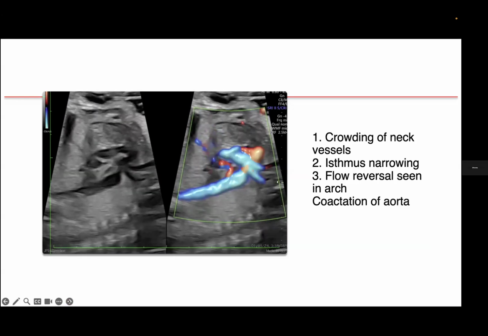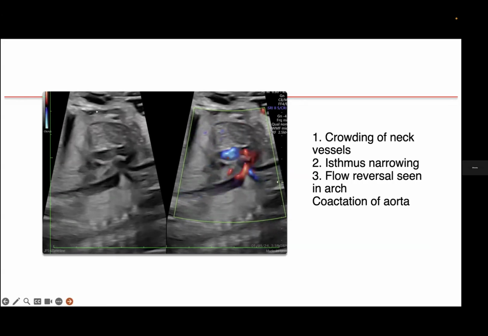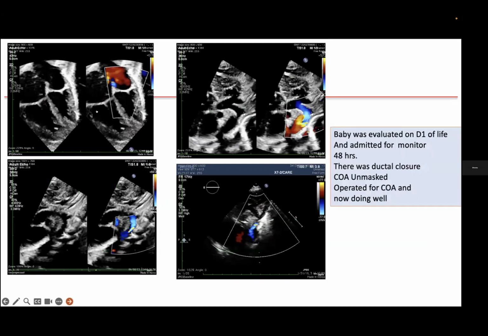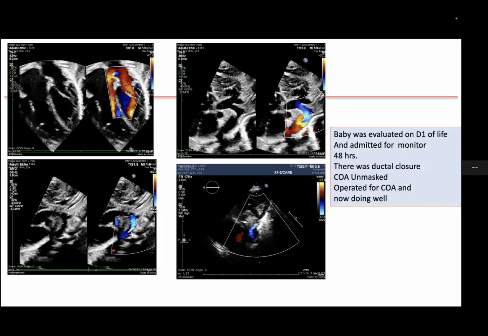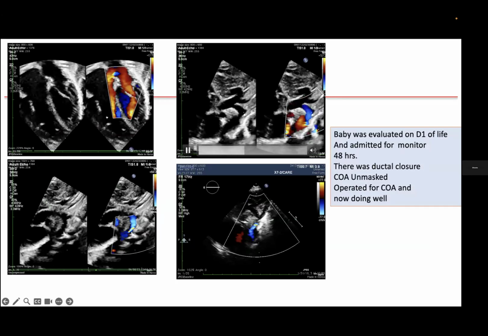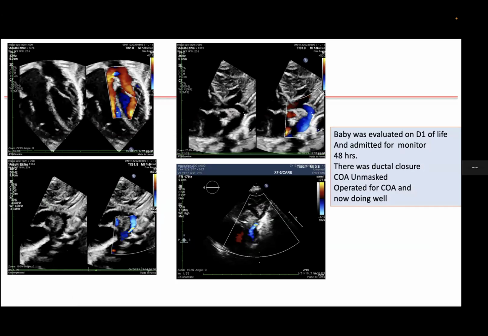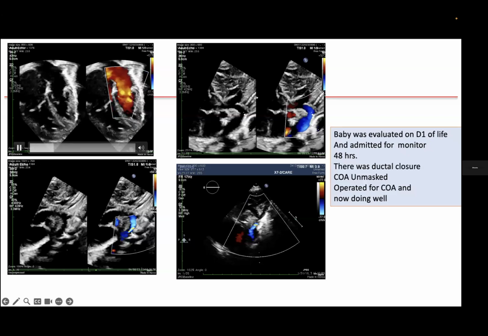So this is the baby who is going to present with coarctation of aorta and should be delivered close to the cardiac center, and the neonatal team should be ready to handle, especially prostaglandin should be kept ready, and we should avoid giving oxygen to these babies after birth. Now let's see what happened to this baby after birth.